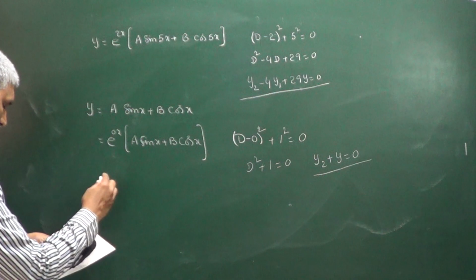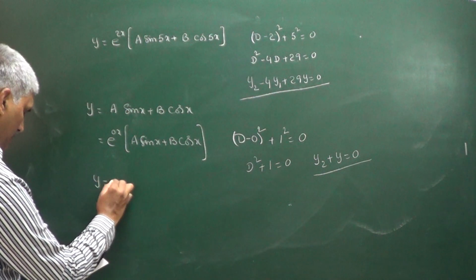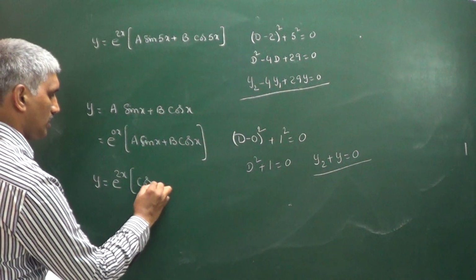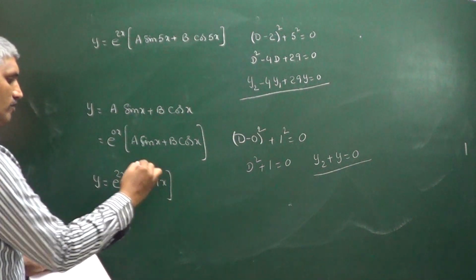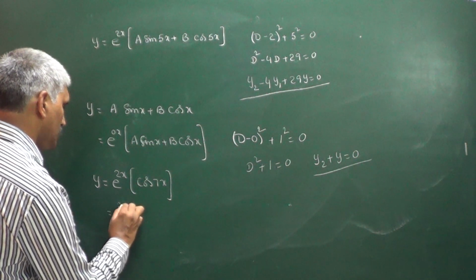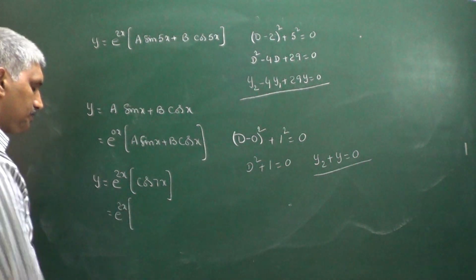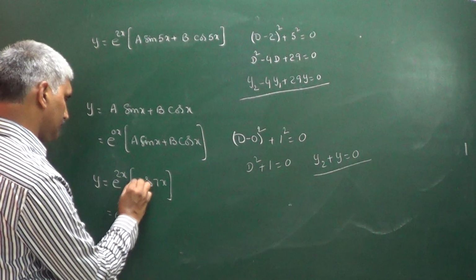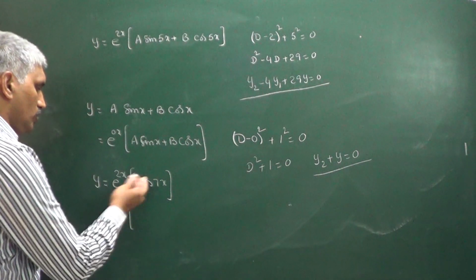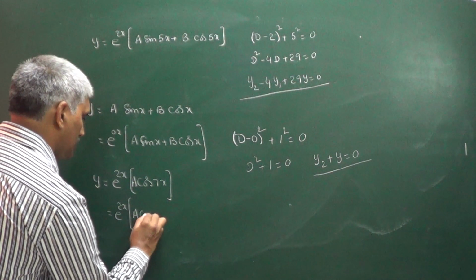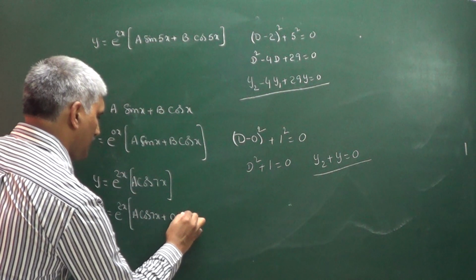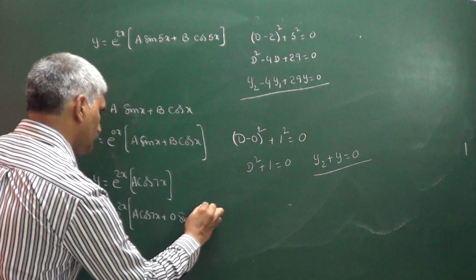Next question is given in this way. The question is y is equal to e to the power of 2x into cos 7x. What we can write this one as? This can be written as e to the power of 2x into (a cos 7x plus b sin 7x). We can write it like that, right?